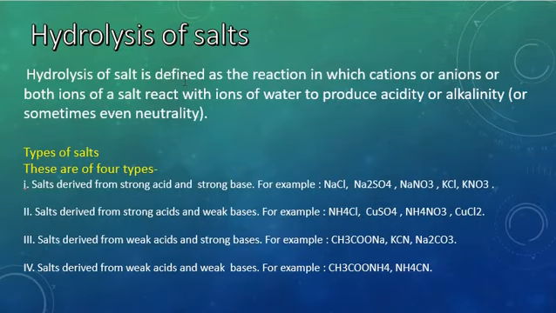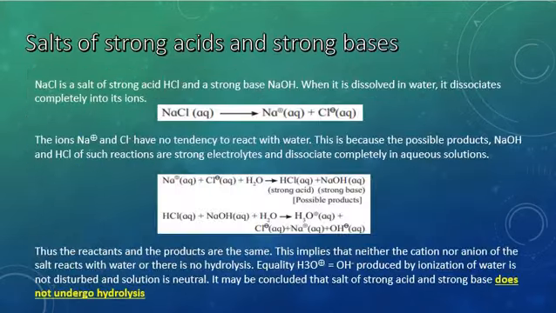Salts derived from strong acids and strong bases, for example sodium chloride, sodium sulfate, potassium chloride, potassium nitrate. Next type is salt derived from strong acid and weak base, for example ammonium chloride, copper sulfate. Third type is salt derived from weak acid and strong base, for example sodium acetate, potassium cyanide. And fourth type is salt derived from weak acid and weak base, and the examples are ammonium fluoride, ammonium cyanide, ammonium acetate also.